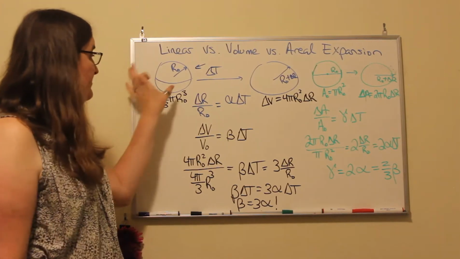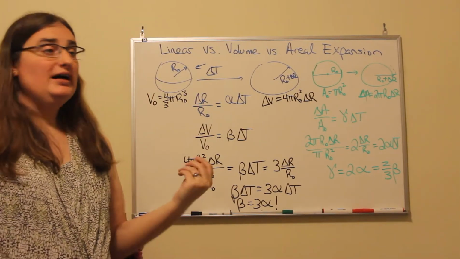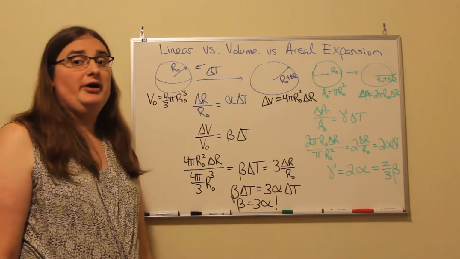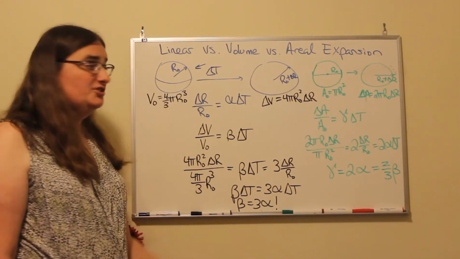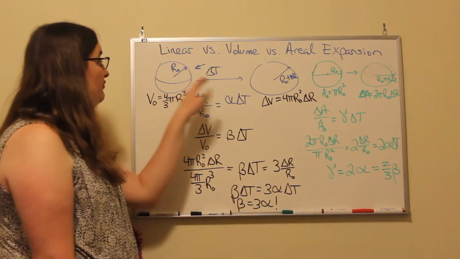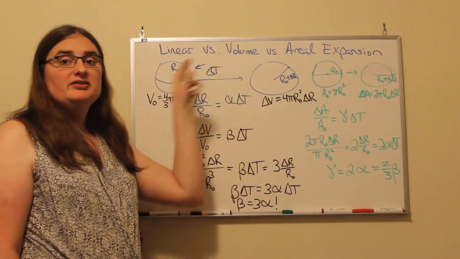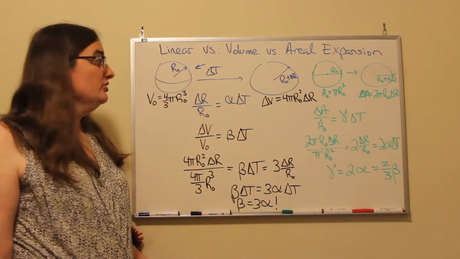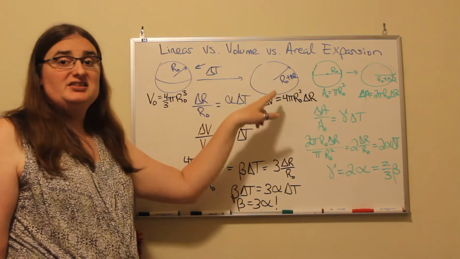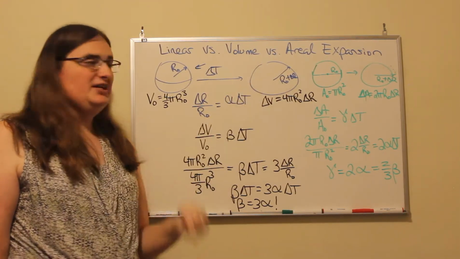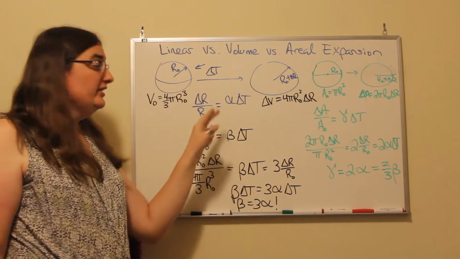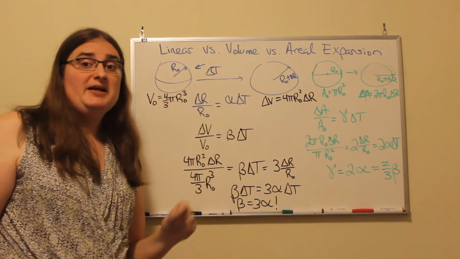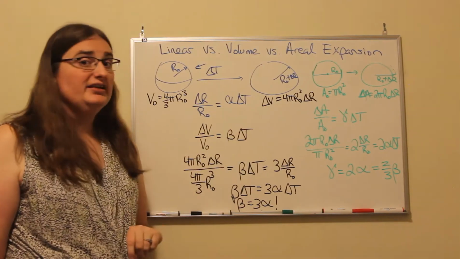So say I have a uniform sphere, a constant radius r0 everywhere. Well, the volume of that sphere would be 4/3 pi r0 cubed. Now if I add some temperature, that radius is going to increase. So I would have a new radius that's equal to my original radius plus my change in radius, and delta r over r0 is going to be my coefficient of linear expansion alpha times delta T.